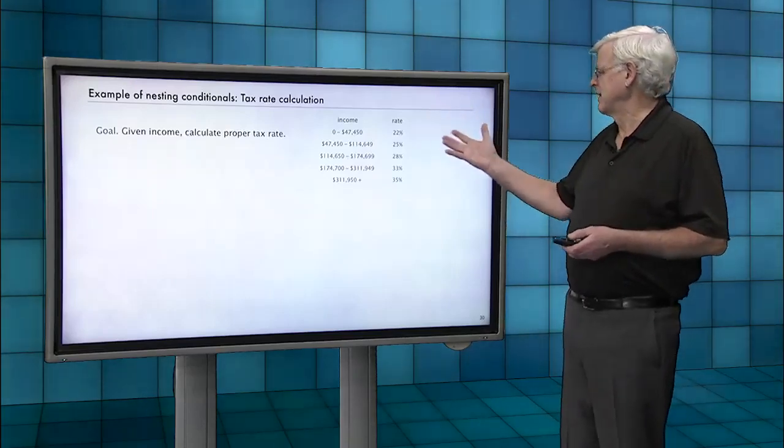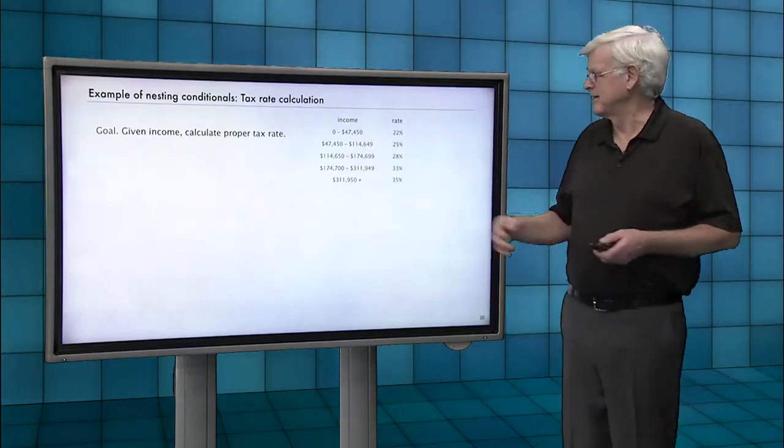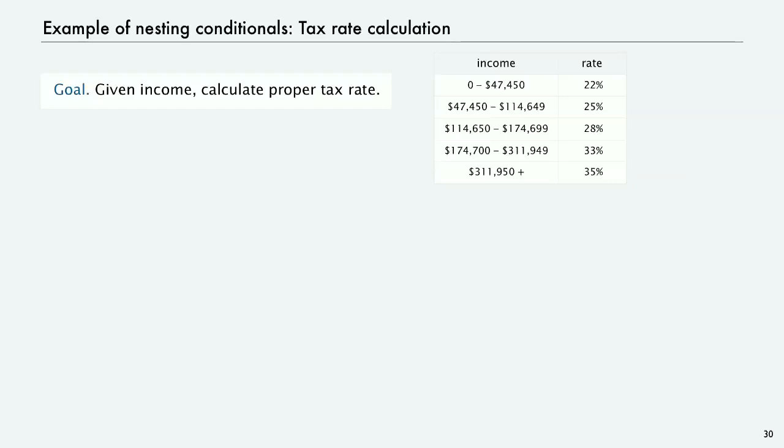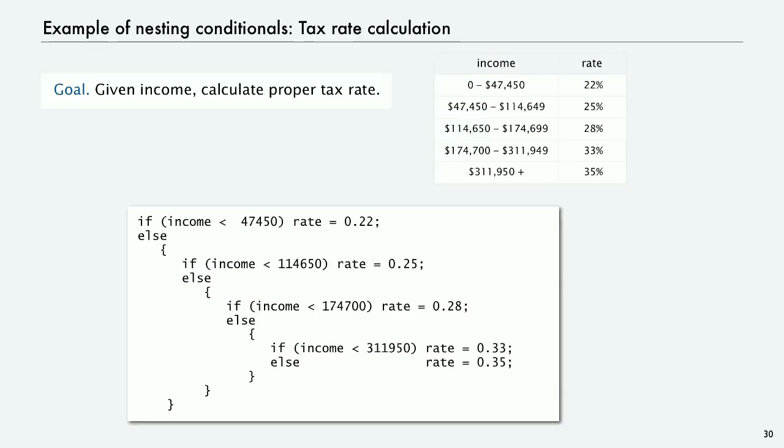Given an income, calculate the proper tax rate according to this table. Income less than $47,450 should be 22%, and the next highest range should be 25%, and so forth. So one way to attack this problem is to use nested if-else statements. The first one says if income is less than $47,450, rate equals 0.22. That's what we're supposed to have.